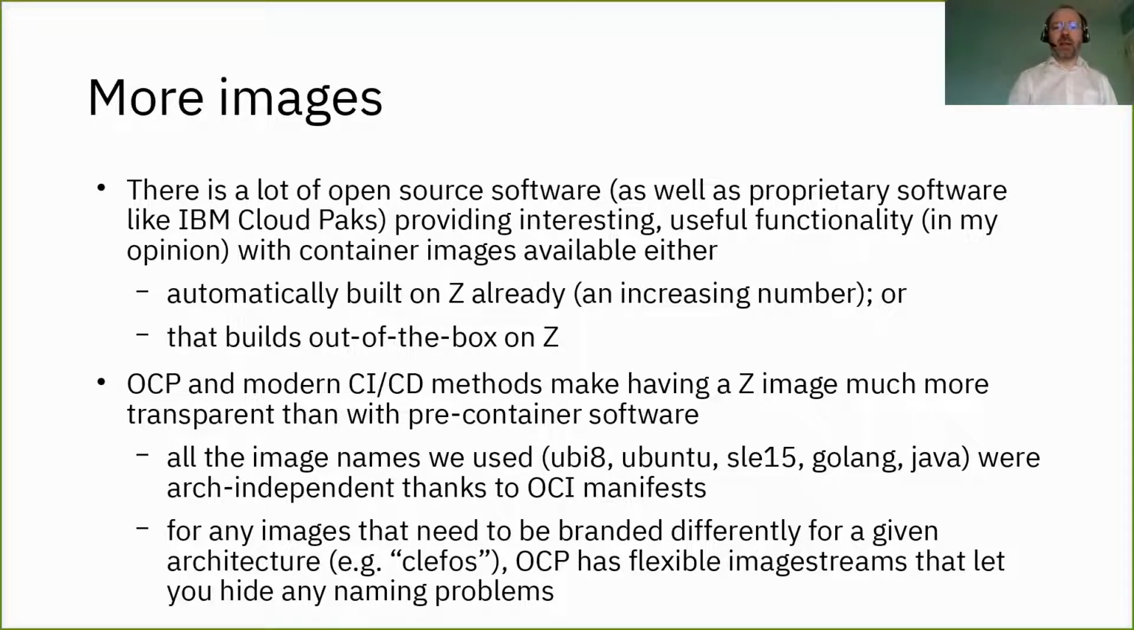There are cases for things like Clefos, the community-provided rebuild of CentOS, which has a different name at the moment. So yes, you need to tell it to use the image name Clefos instead of CentOS. But if you really want to hide those details, then OCP has a thing called image streams, and you can set up aliases for that as well to hide any naming problems.